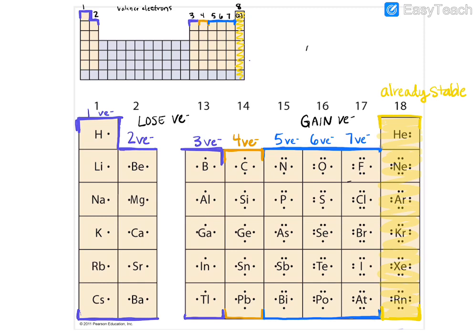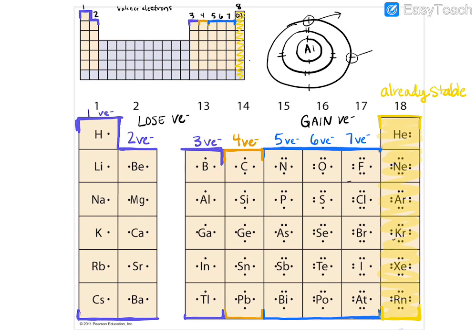Okay, so this would be, say, aluminum. In its Bohr model, we can see here are the first 2 electrons, and then here are the next 8, so that's a total of 10, and here's that third energy shell with the 3 valence electrons that we are looking at right here. So it's got 1, 2, 3 valence electrons. It will give away these electrons to another atom to become chemically stable.